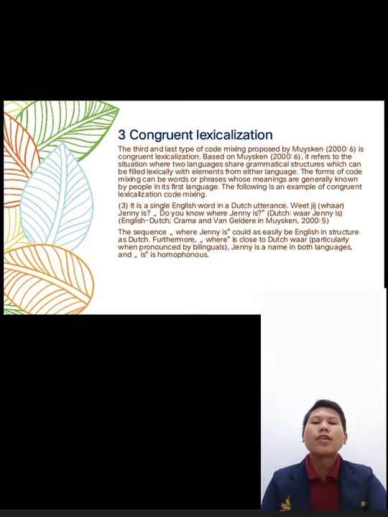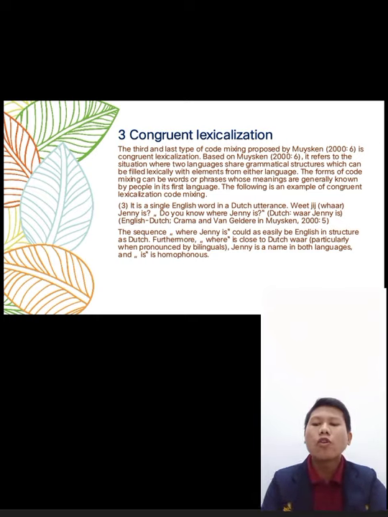Okay, so the next material will be explained by myself, and I will explain to you about congruent lexicalization. So, actually, what is it? It is the third and last type of word mixing proposed by Muysken 2006. It refers to the situation where two languages share grammatical structures which can be filled lexically with elements from either language.